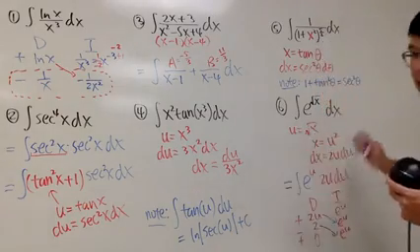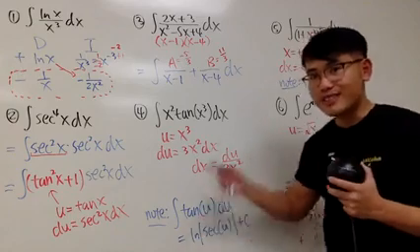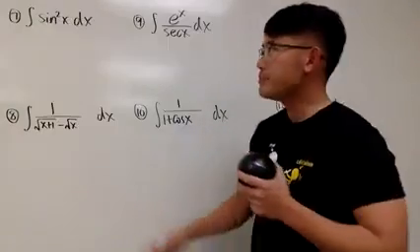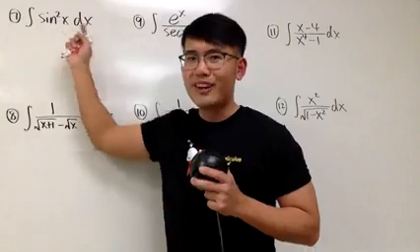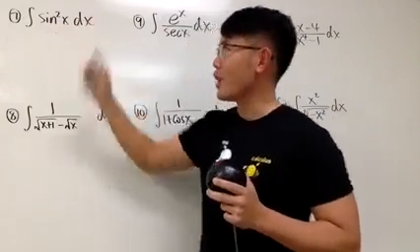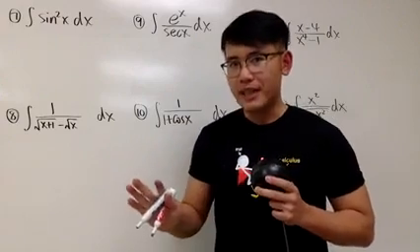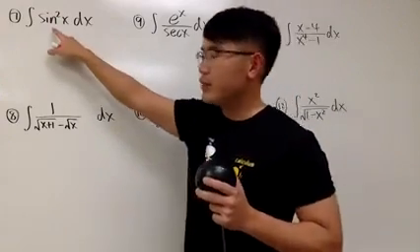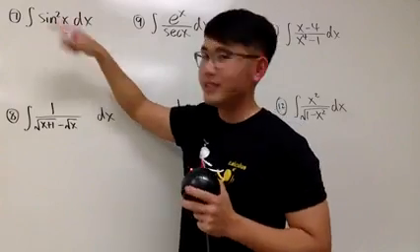And now, let's take a look at the other questions right here. Okay, number 7, integrating sine squared x. Well, in this case, as you can see, we don't have cosine x to help us out. So don't do u sub yet. In this case, we have to actually use the identity to reduce the power.